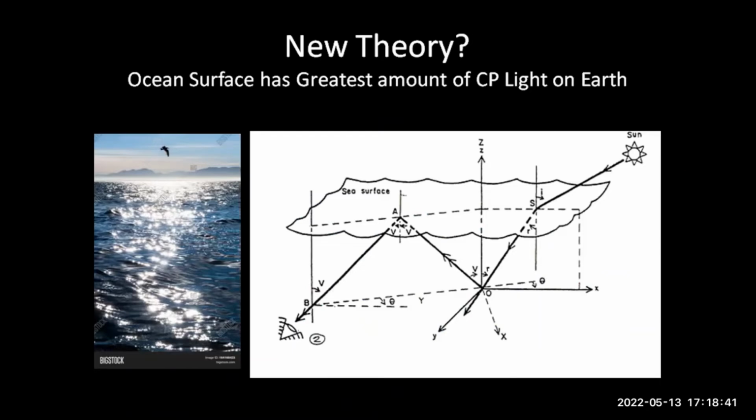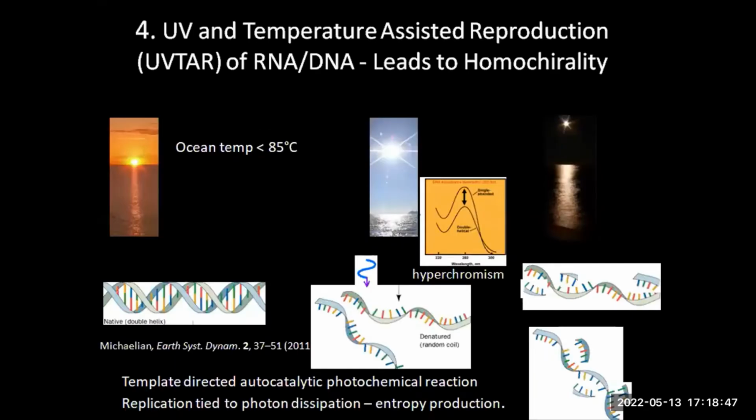So taking that fact into account, that we can have circularly polarized light at the ocean surface, then is there a possible way to explain this homochirality? And we have done that now to this, what we call the ultraviolet and temperature-assisted reproduction, or UV-TAR, of RNA and DNA. You know, at the beginning of life, there didn't exist all these complex enzymes, which are now needed in order to reproduce or replicate RNA or DNA. So the replication at the beginning would have had to be done through physical means, to the environment.